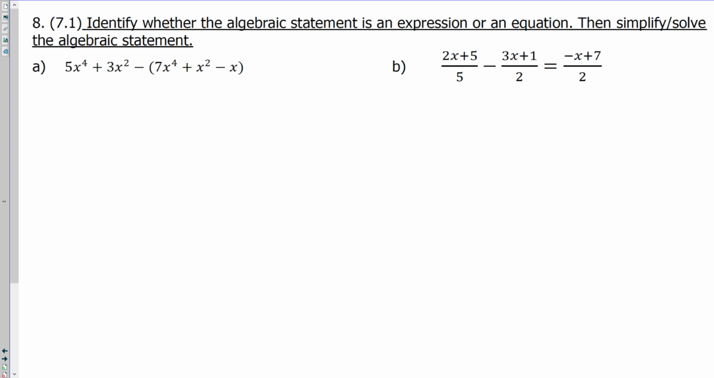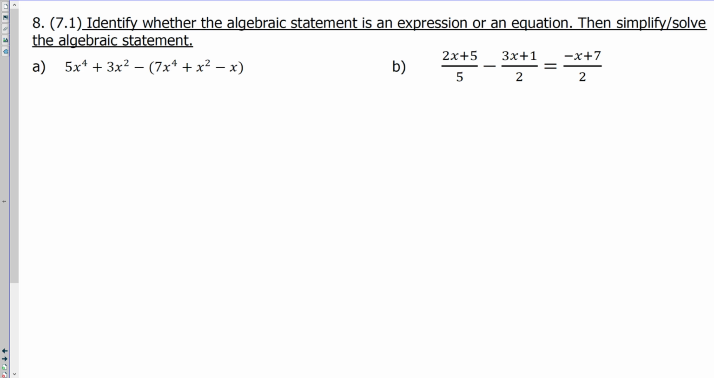Problem 8 also comes from section 7.1, and this one involves equation solving as well as expressions. Equations and expressions get confused a lot, especially when you have variables involved, like in this problem, but you actually do not treat them the same way. You simplify expressions. In other words, you combine like terms and perform PEMDAS until you've made it as simple as you can. But equations, you can actually solve. So those are different algebraic processes.